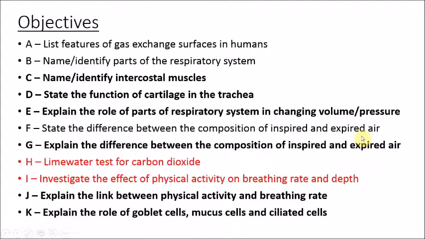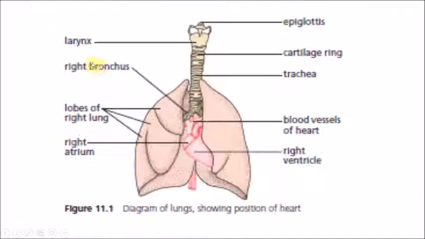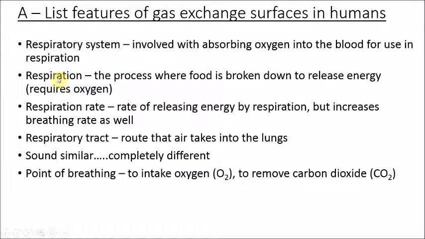Now, the next objective, objective A, is the features of exchange surfaces. Just before we do that, it's worth having a look at these words because they are very similar but mean different things. Respiratory system is this system of the lungs that we're talking about. The respiratory tract is this tube here that leads to the lungs. However, respiration is a completely different process, and that's the process where you make energy in your cells using food and mostly oxygen, sometimes done without oxygen.